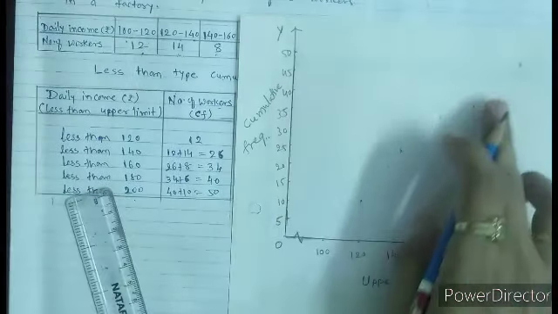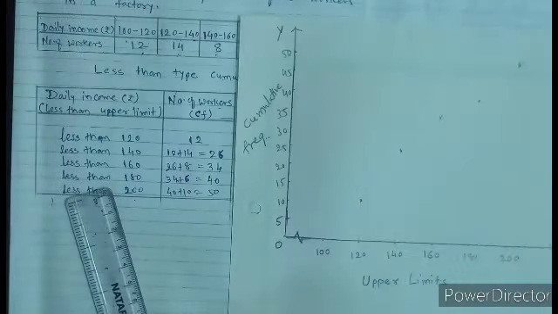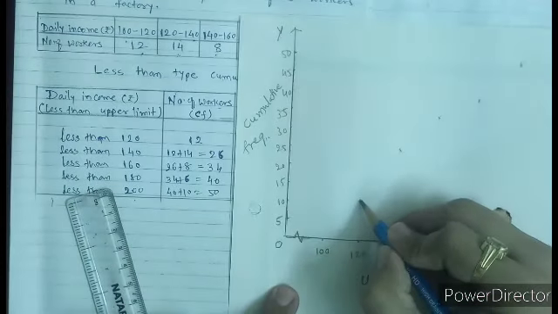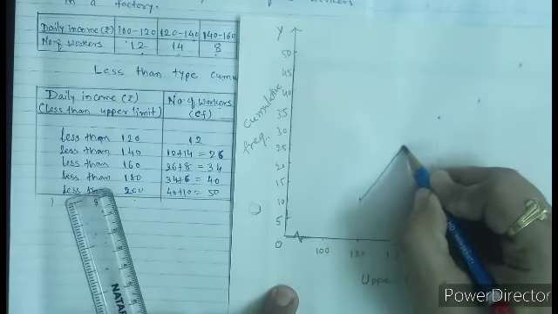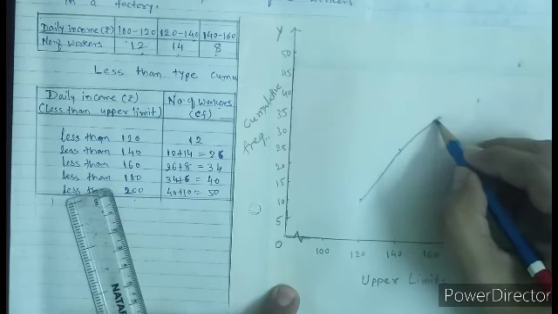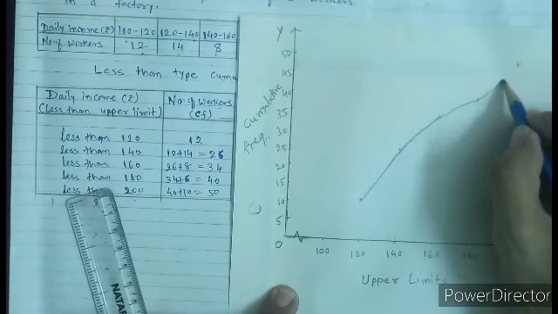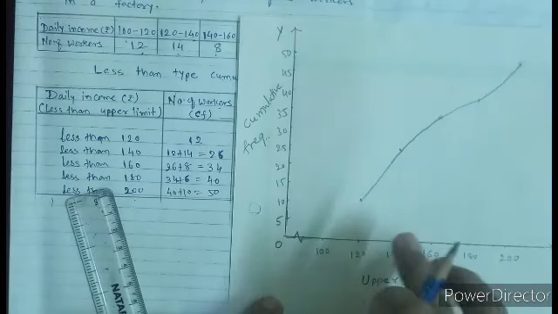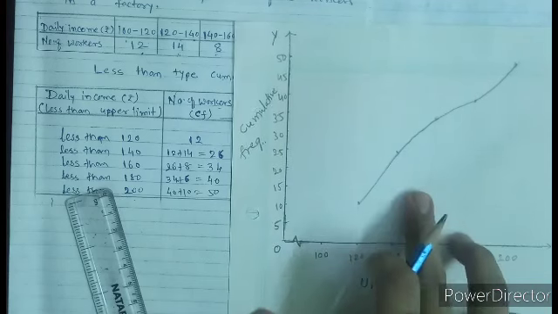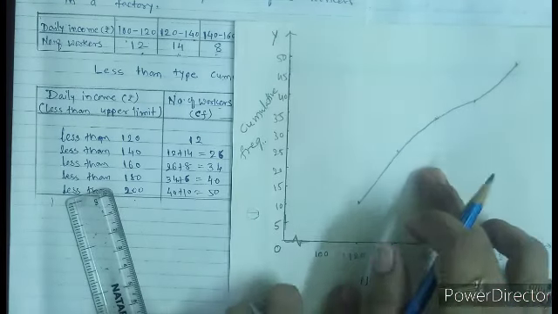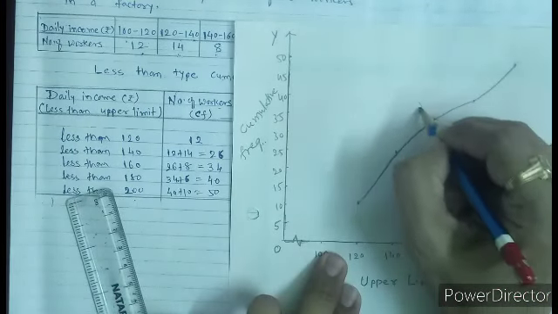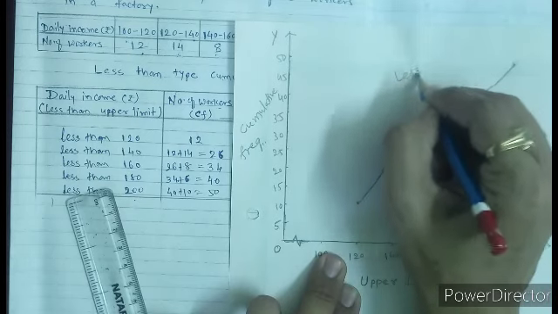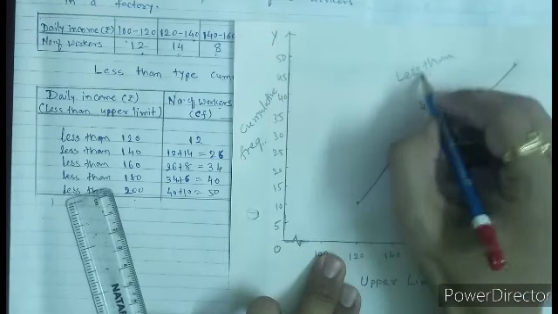Now I have to connect all these dots through a curve. So if I connect them, I'll get a curve like this. Remember one thing, while drawing this curve you should not use your scale. You have to draw the curve line without using the scale. So this is your less than type of cumulative curve, or we can say this is the less than type OGIVE.